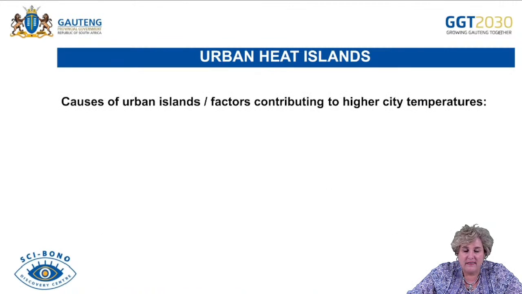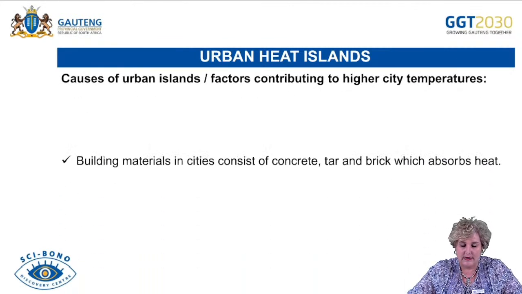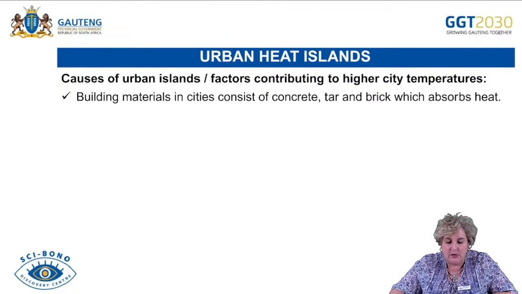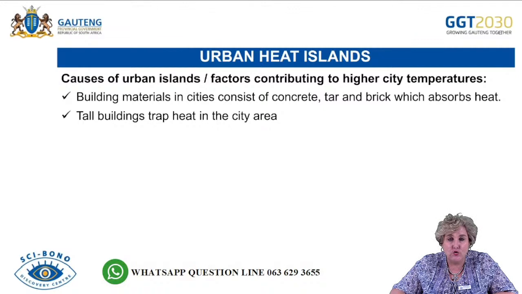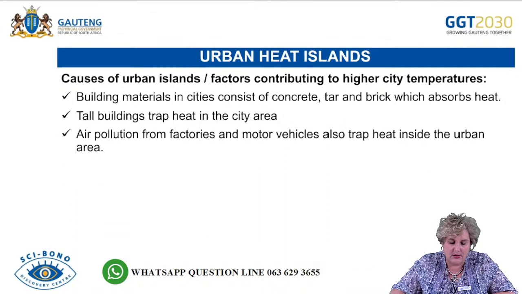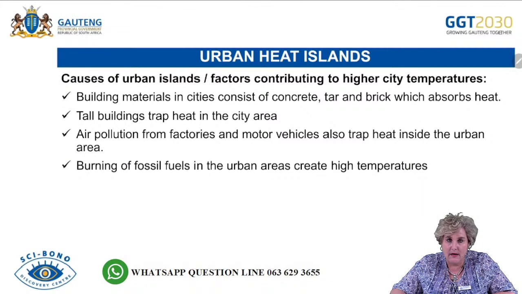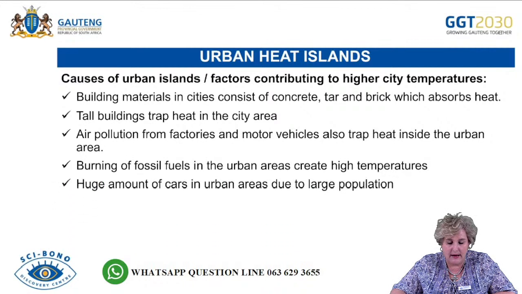The causes or the factors, what is causing these higher temperatures over the urban area? First of all, we have building materials. Buildings and structures in the CBD consist of concrete, tar and brick, and those things absorb heat. My tall buildings trap the heat in the city area so that heat that is produced by cars, for example, cannot get out. Air pollution from factories and motor vehicles also traps the heat inside the urban area. In some cases, people are burning fossil fuels which will create higher temperatures.